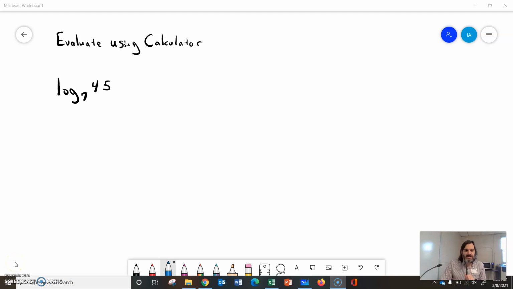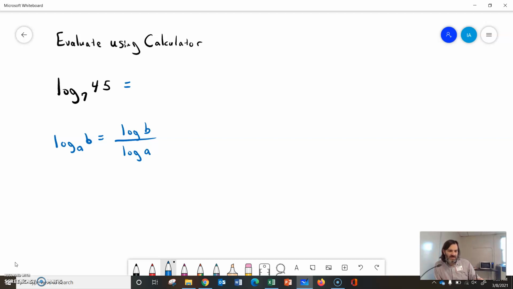Alright, here we're going to try and evaluate the log base 7 of 45 using a calculator and get it to 4 decimal places. So for some people, they have a calculator that will do any base, but if you don't, you can change this using the change of base property. Log base A of B can be written as log B over log A.